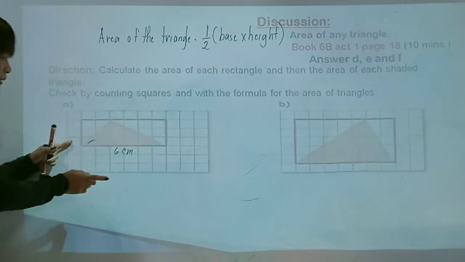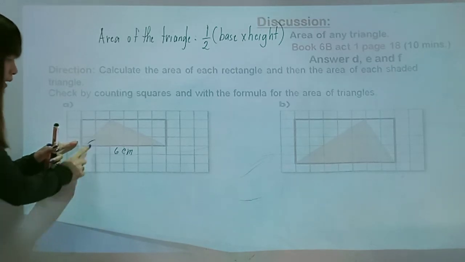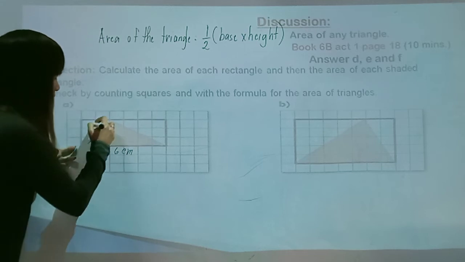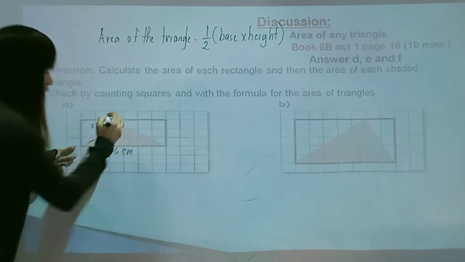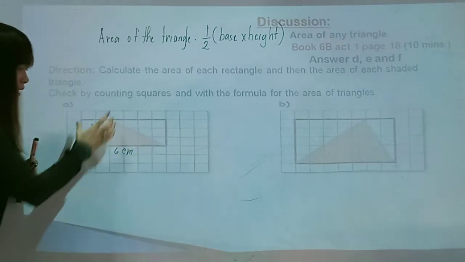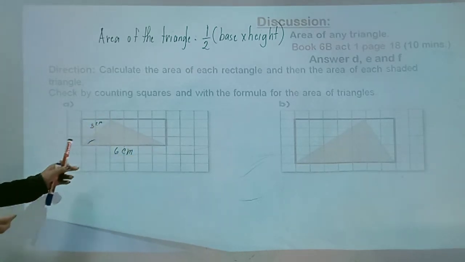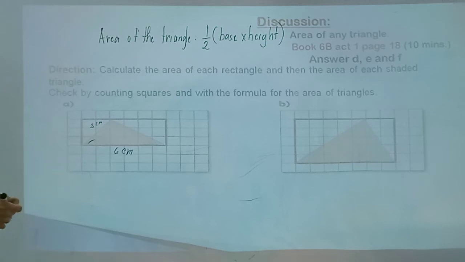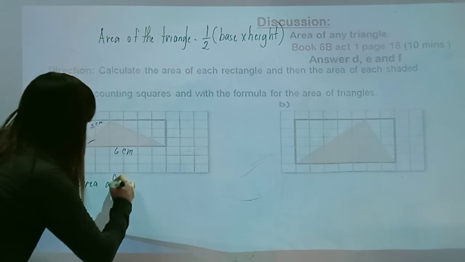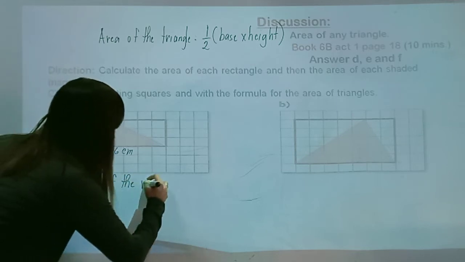Okay, how about the height? Let us count the height. 1, 2, 3. Therefore, the height is 3 centimeter. Now that we already have the base and the height, we are going to use the formula for the area of the rectangle.